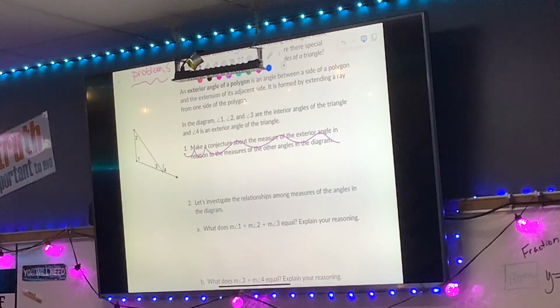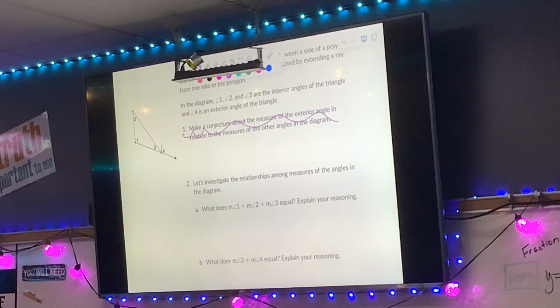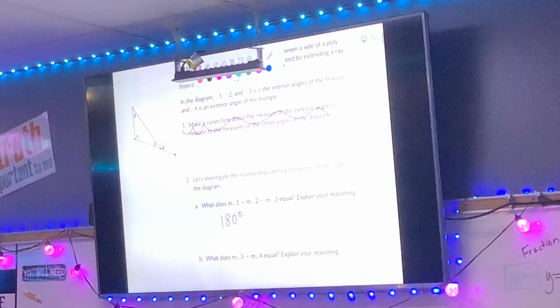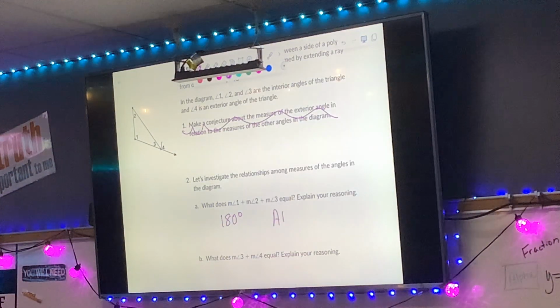Look at number 2. Let's investigate the relationship among measures of angles on the diagram. What does the measure of angle 1 plus the measure of angle 2 plus the measure of angle 3 equal? So look at that picture. What would the measure of angle 1, angle 2, and angle 3 equal? 180. Why? Because every triangle equals 180. All angles of a triangle equal 180 degrees. If you would like to write out the word triangle, you are more than welcome.